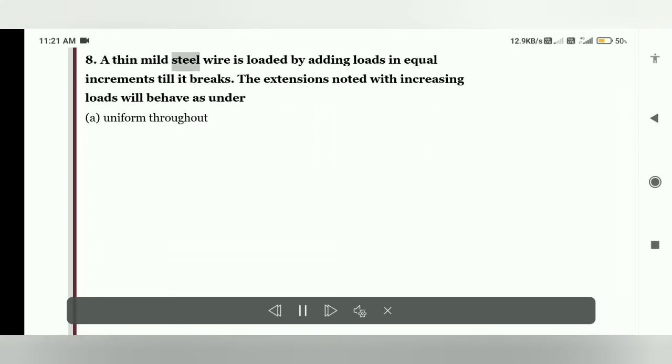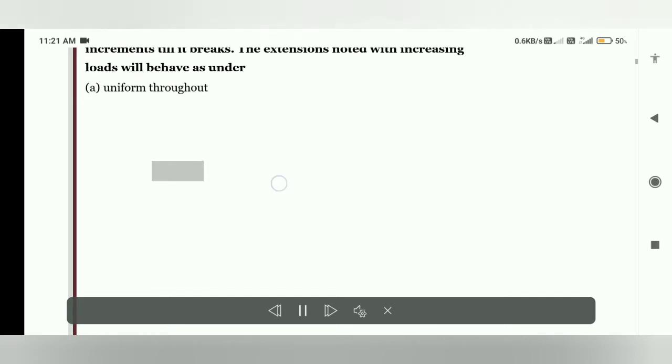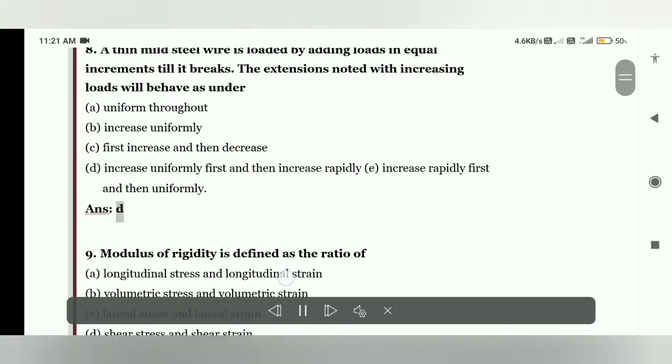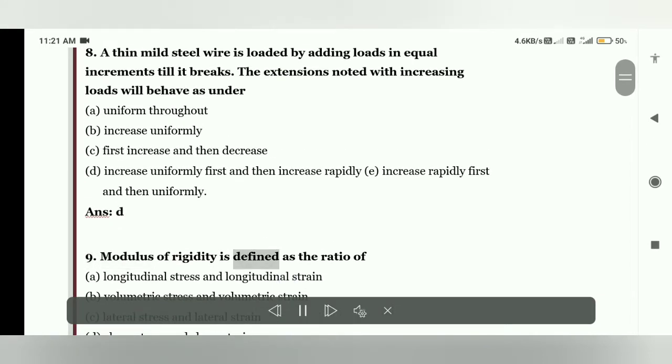8. Thin mild steel wire is loaded by adding loads in equal increments till it breaks. The extensions noted with increasing loads will behave as under: uniform throughout, increase uniformly, first increase and then decrease, increase uniformly first and then increase rapidly, increase rapidly first and then uniformly. Answer D.